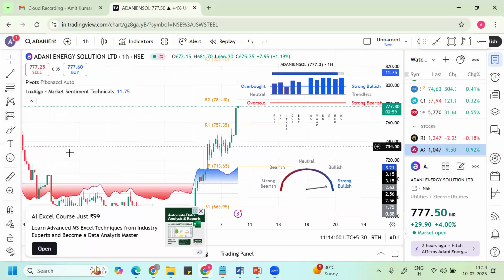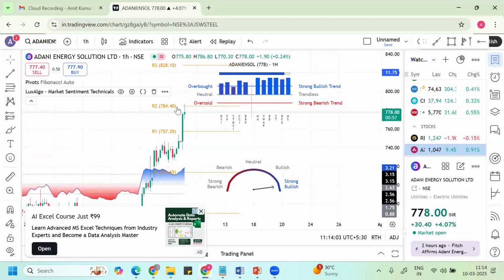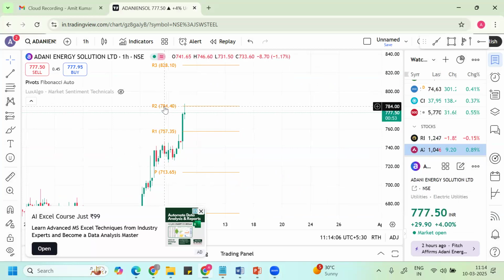What I can do is make an entry above this R2 level. R2 is somewhere around 784. If I get a breakout of 784, I can make an entry and my target would be around 828. I can put a stop loss of around 760 for this stock, Adani Energy Solutions. So if it breaks out of 784, I can make an entry here.